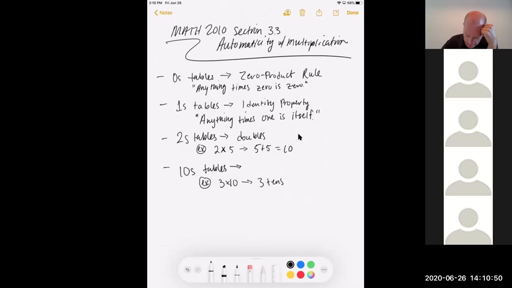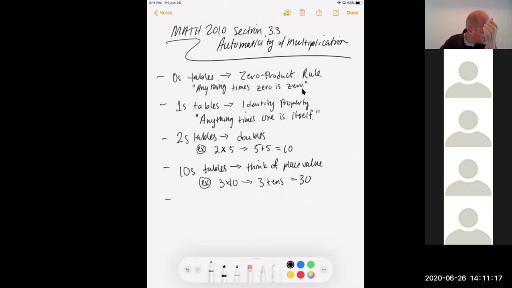Okay, so for tens tables, you think of place value. That's where we're going to go for right now. 3 tens is equal to 30. You can add a 0 onto it, but when we get to decimals and all of that, it'll be trickier. We'll get to that.